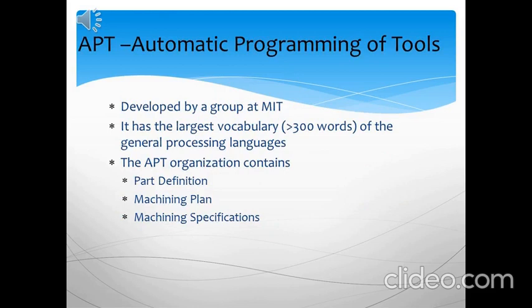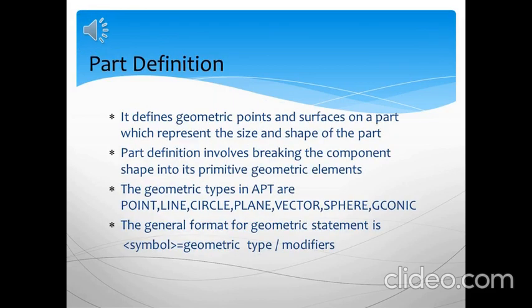The most important NC programming language is APT, Automatic Programming of Tools. It was developed by a group at MIT. It has the largest vocabulary of the general processing languages, more than 300 words. The APT organization contains part definition, machining plan, and machining specification.